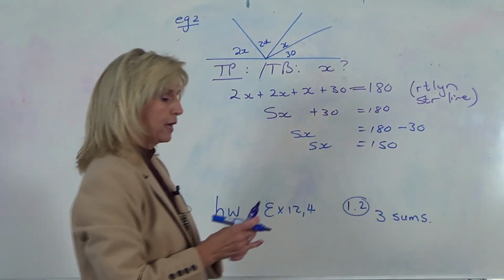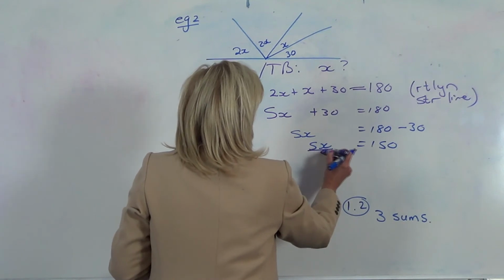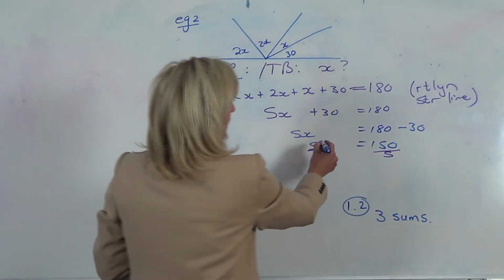How do I get rid of the times 5? I must divide by 5. Divide by 5.